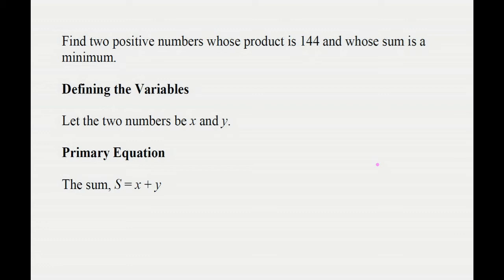Now we will talk about the constraint. The constraint must involve this given number 144. Well, we want the product of the two numbers to be 144. And that simply means x times y is 144.